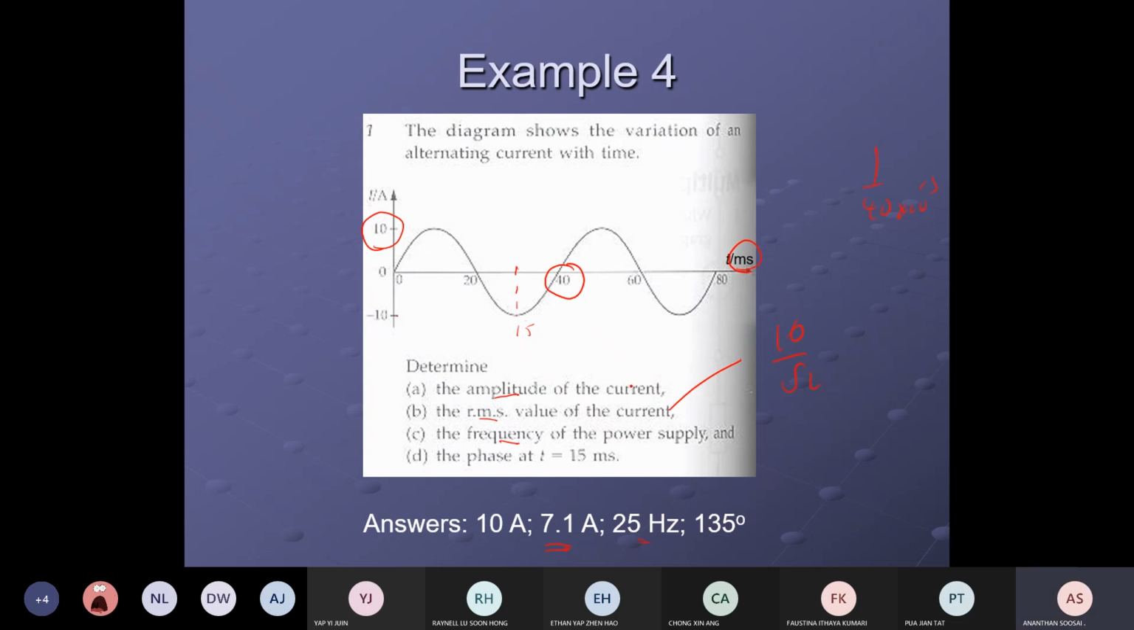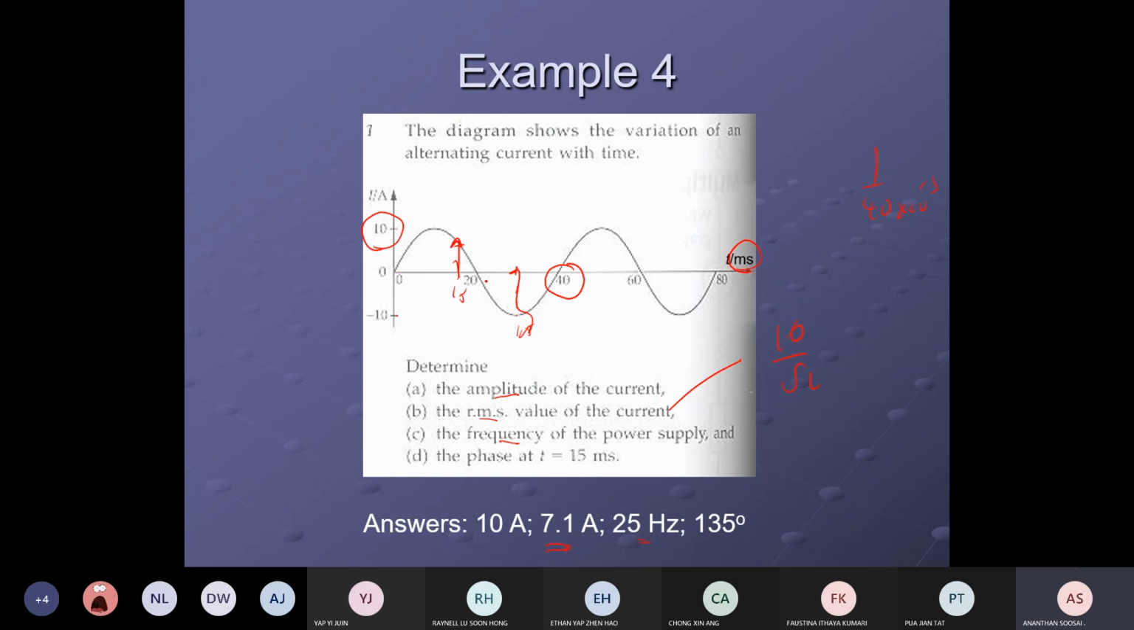Okay, the phase is 135. Phase from where to where? The phase at 15 milliseconds. Okay, from here 90, 15. Oh, sorry, I made a mistake. This is not 15. 15 is here. Yeah, 15 is here. Of course.